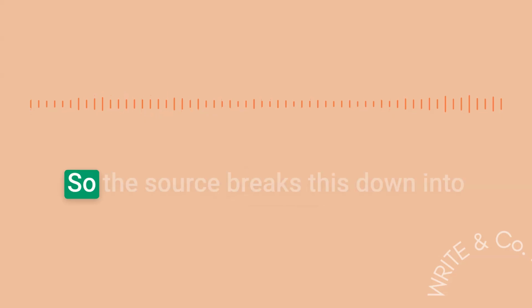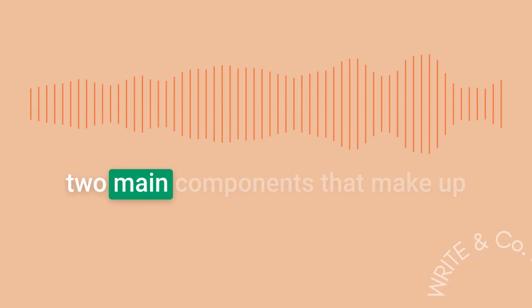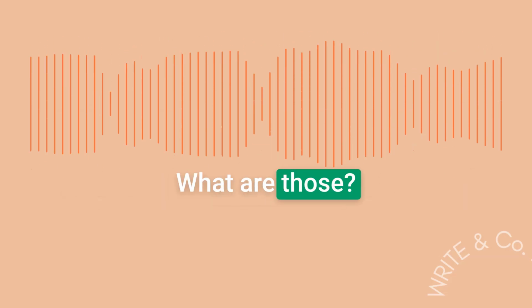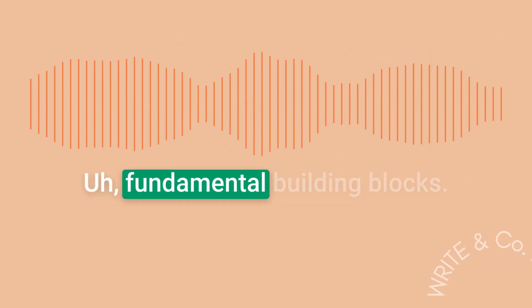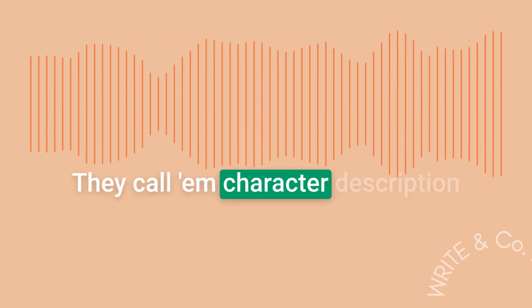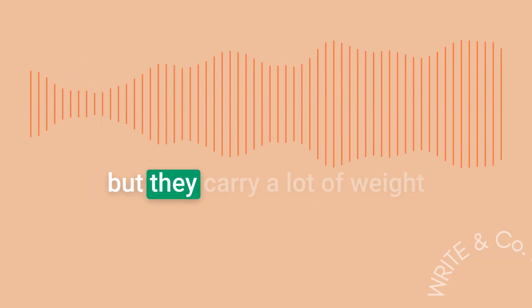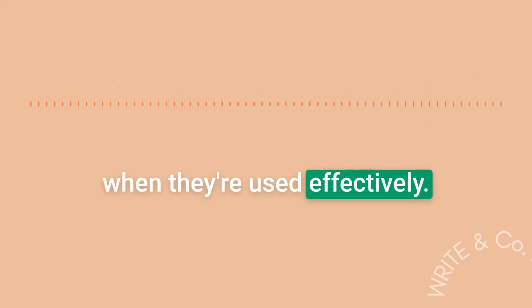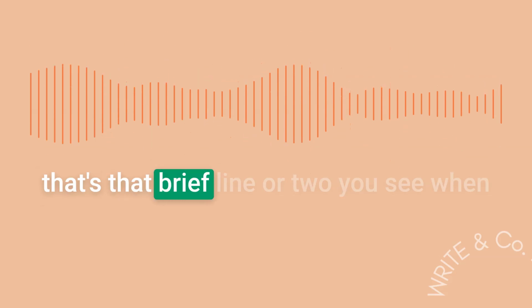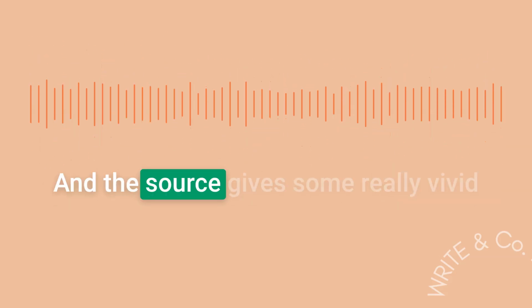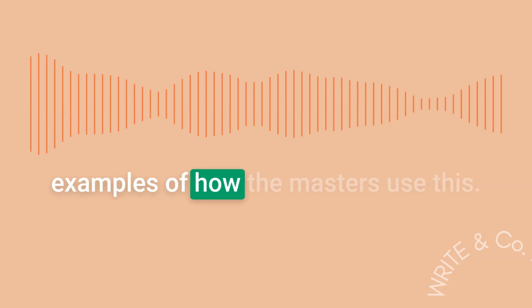It's tough. So the source breaks this down into two main components that make up a character's introduction in a script. What are those fundamental building blocks? They call them character description and character entrance. Pretty simple labels, really. But they carry a lot of weight when they're used effectively. Let's start with character description then. That's that brief line or two you see when a character first pops up on the page, right? And the source gives some really vivid examples of how the masters use this.